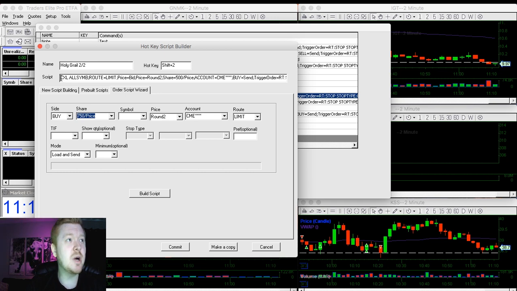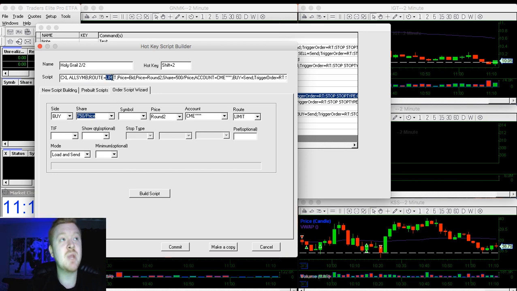So what I did here was my first little hotkey right here is CXL ALLSYMB semicolon. And what that does is when I press this hotkey, I have it set to Shift 2. It's going to remove all other orders I have on this stock. So if I were trying to get in, I had a few other limit orders on the stock. It's just going to eliminate all other orders, and this is going to take precedence over those. This is going to be my only order. So that's what I wanted.